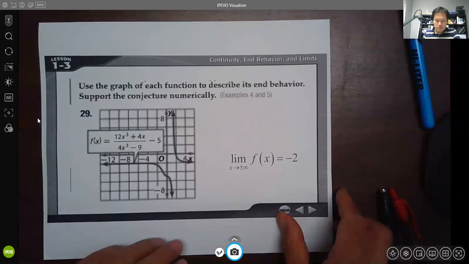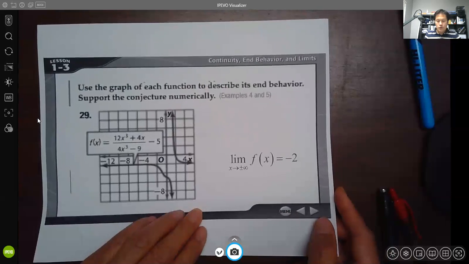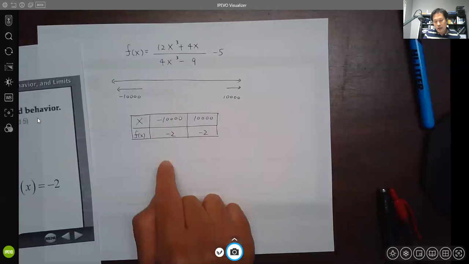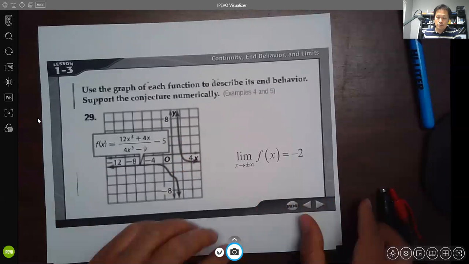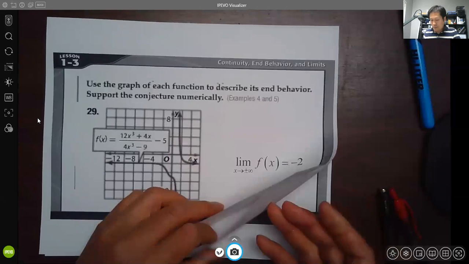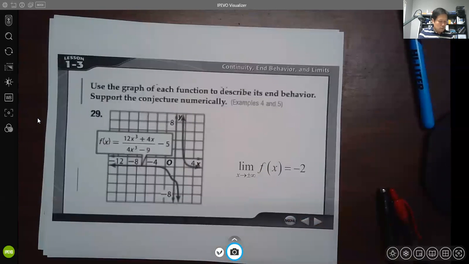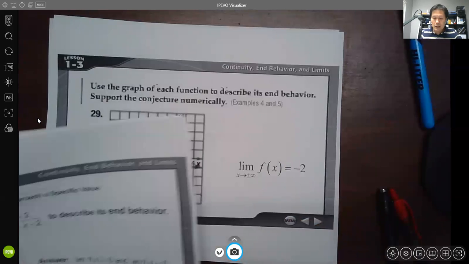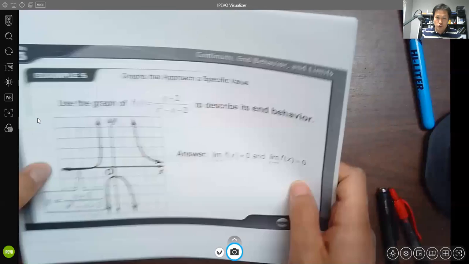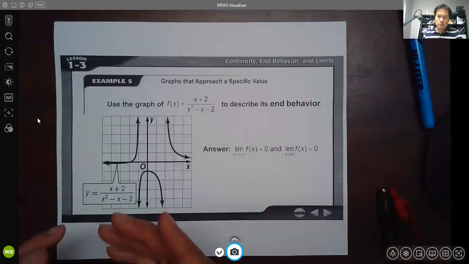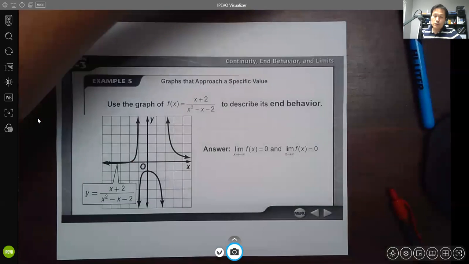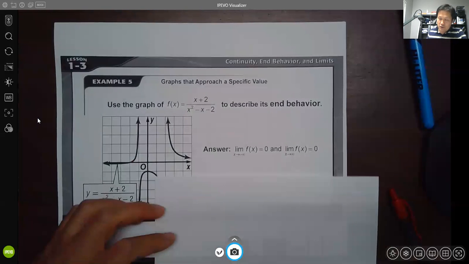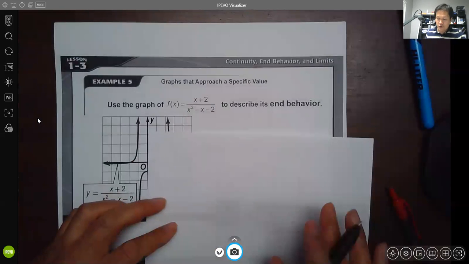Okay, same question. If you do a table, I got -2 here, -2 here. So each approaches -2. So using a calculator, the end behavior shouldn't be that bad. There's a shortcut you can do using rational function properties. I'm going to share that with you very quickly. If you get it, it will be easier. If you don't get it, you can still use your calculator. Just plug in -10,000, 10,000, and all that.